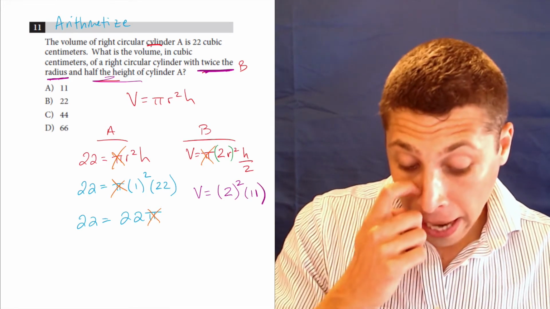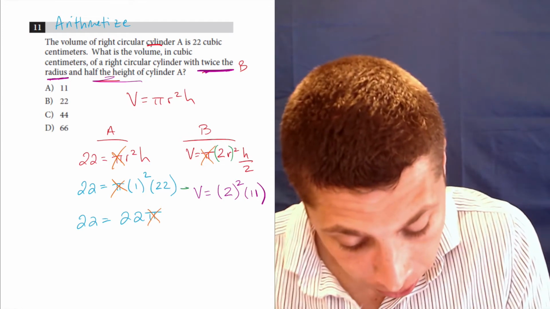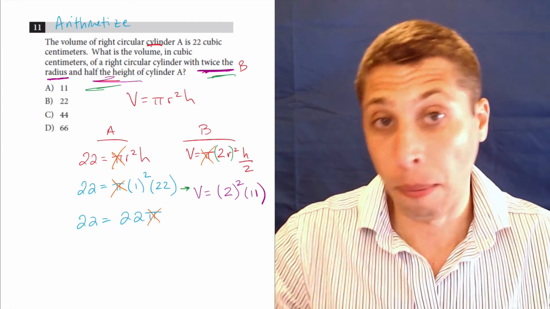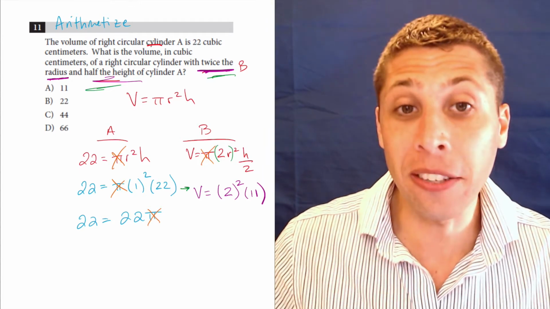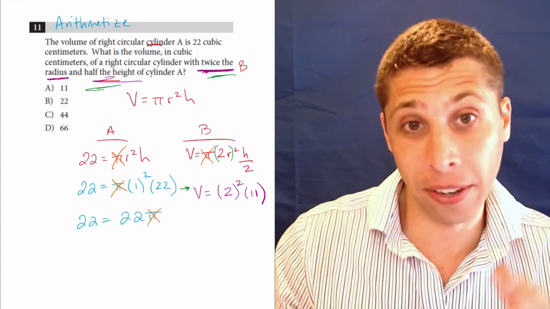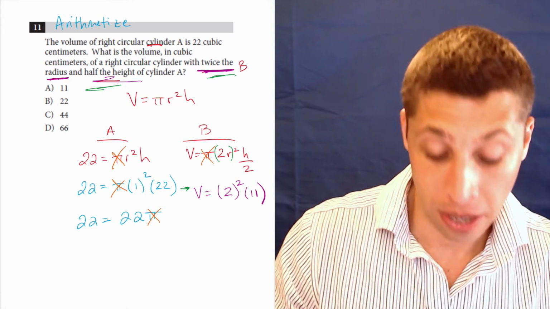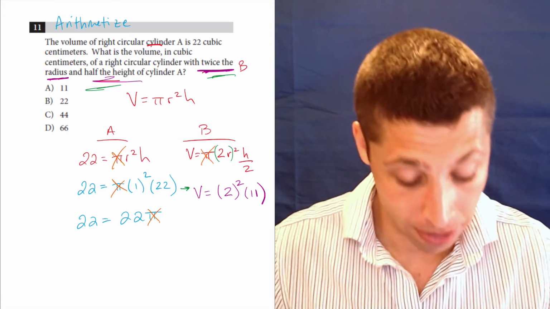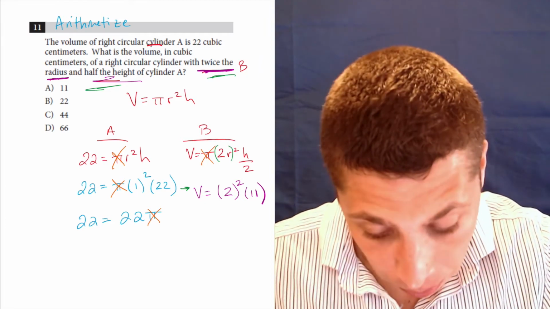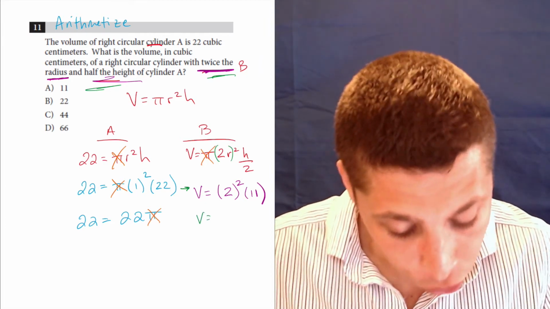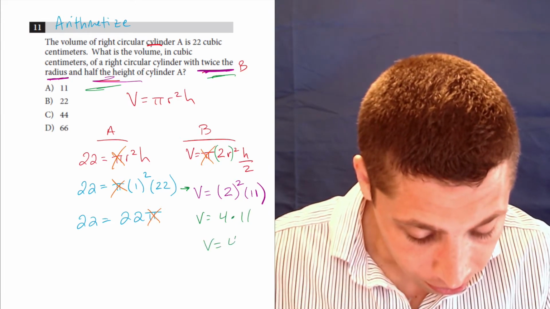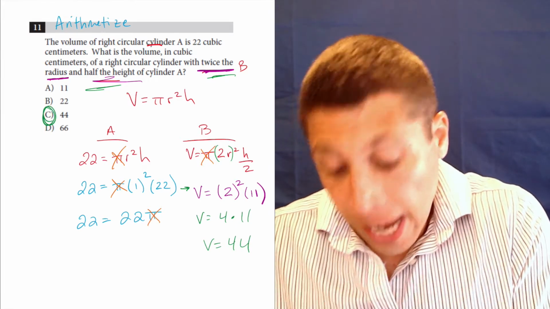So to get from here to here, I applied the rules that I was told. I'm just following instructions, but now those instructions are easier because I don't have to worry about variables. I can just use numbers, right? Doubling 1 is 2, and half of 22 is 11. And so now it's just a simple math problem, right? The volume is equal to, in this case, 2 squared is 4. So 4 times 11 is 44, and that's the answer.